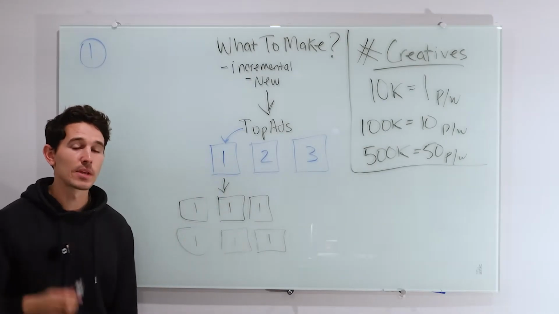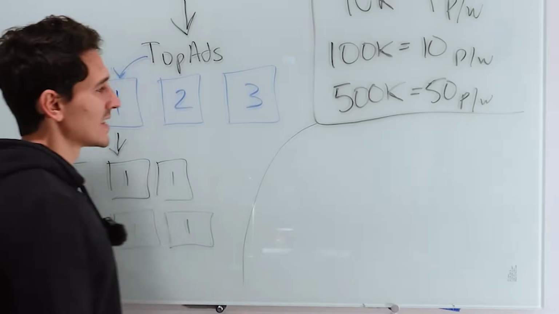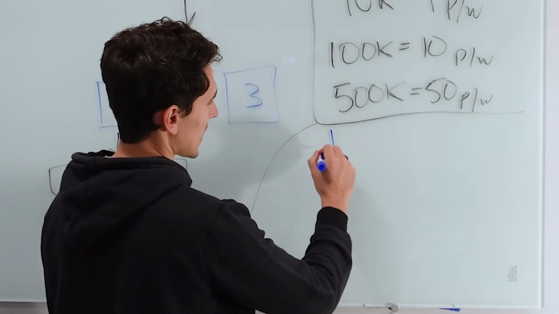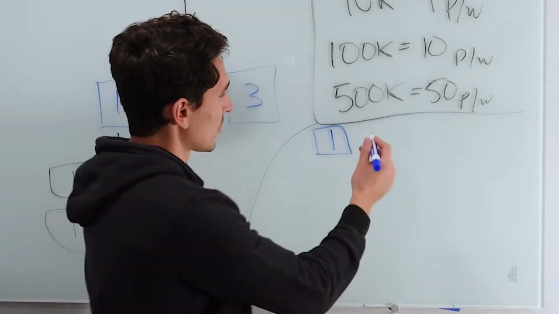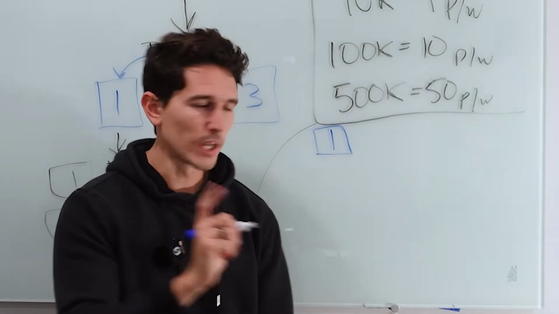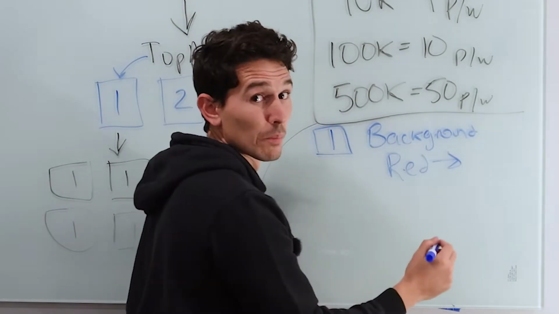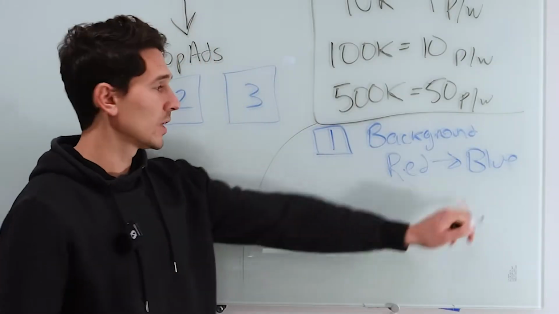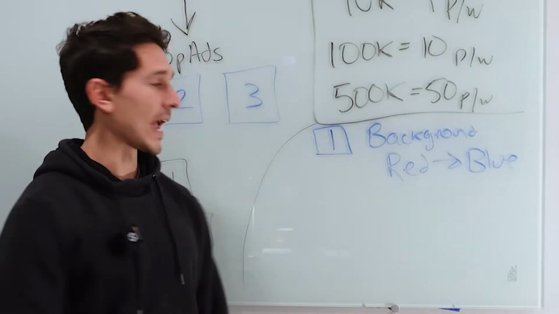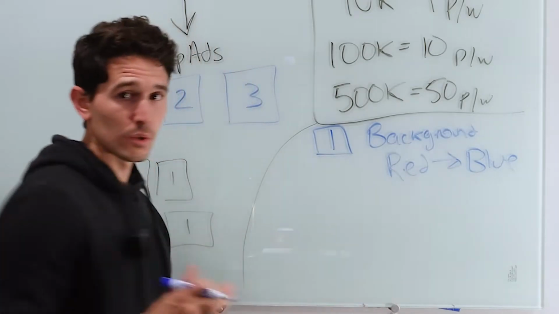Now, I don't want everyone to get confused about something, because what everyone used to do is they would take an iteration of concept number one. All they would do is literally take that same exact ad and change one little tweak. So they'd go, okay, we're going to change the background from red to blue. Now, I'm here to tell you very simply, this does not work anymore. Andromeda does not allow this specifically to work. So what do we do instead?